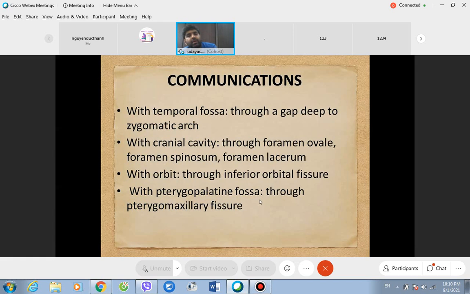Communications. Communications are with the temporal fossa through a gap deep to the zygomatic arch, with the cranial cavity into the middle cranial fossa via the three foramina ovale, spinosum, and lacerum, with the orbit via the inferior orbital fissure, and with the pterygopalatine fossa through the pterygomaxillary fissure.